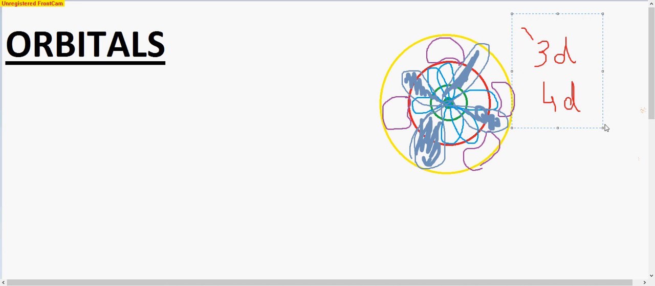I just simply drew the structure to give you an idea of how the electrons are arranged and why we need a classification like this.